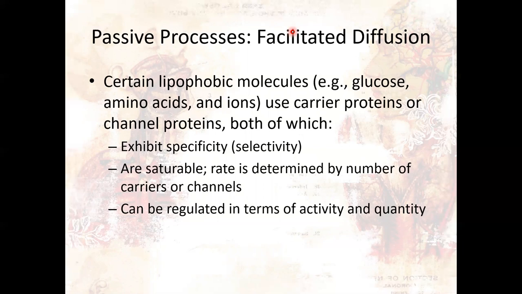Our cardinal rule of proteins is that when proteins bind to something, they change shape. So this carrier protein will bind to something that's either in or out of the cell, and in changing the shape, it moves it the opposite direction.